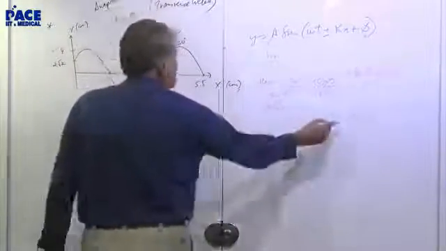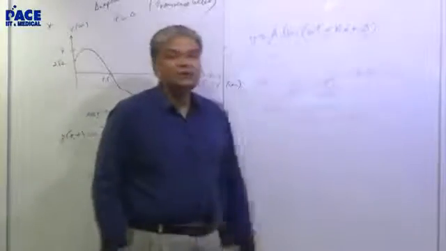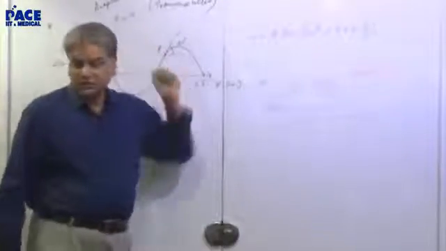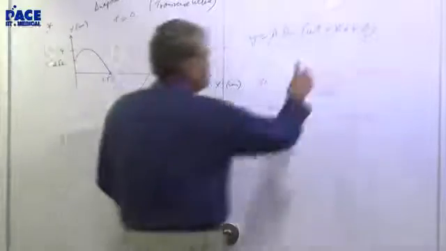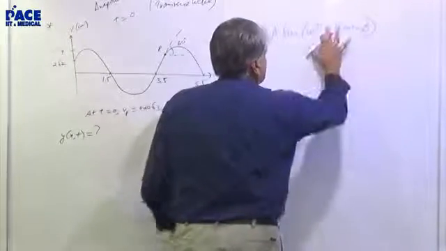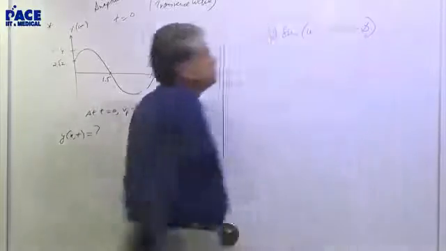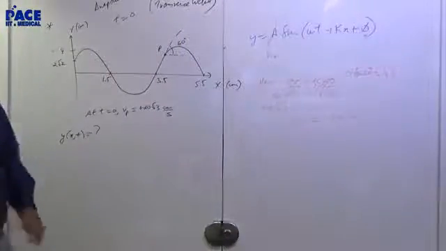Minus 20 means which way is it going? It is going to the left. If it is going to the left, then what will be this sign? Yes, it will be plus. We got this plus. What else can we find?